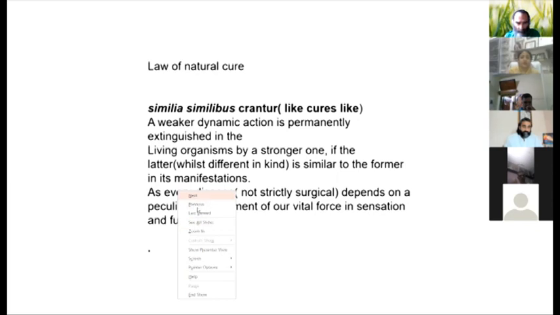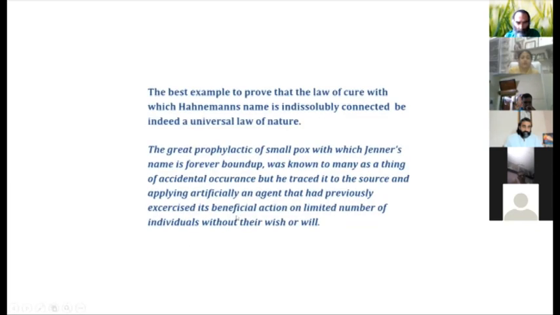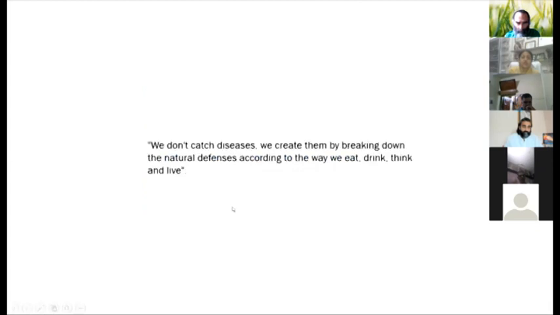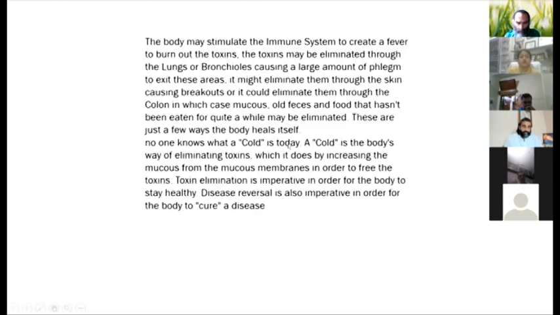I told you this example about the vaccination. So we don't catch diseases, we create them by breaking down the natural defenses according to the way we eat, drink, think, and live. The body may stimulate the immune system to create a fever.